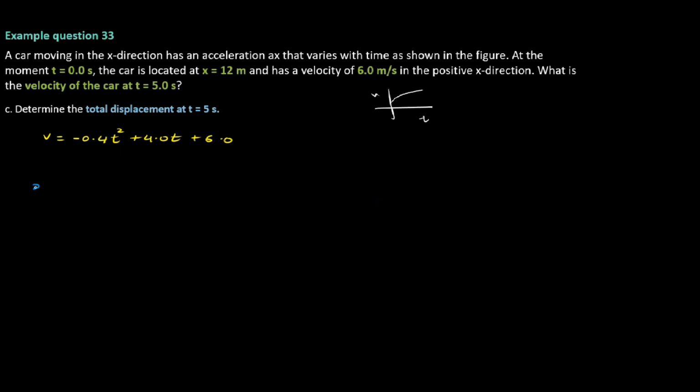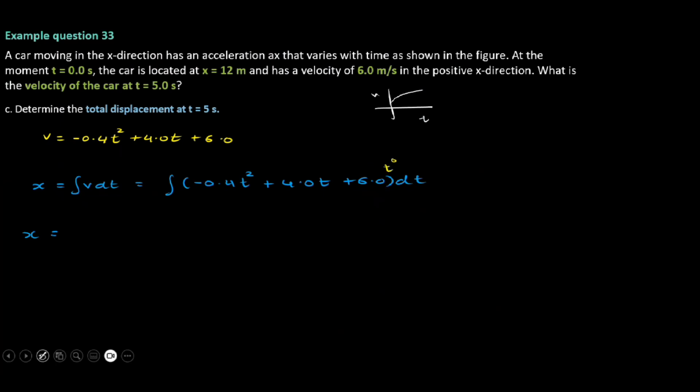I write x equals integral v dt, which will be integral of the velocity function negative 0.4 t squared plus 4.0 t plus 6 dt. Now we follow the steps to integration. First, we identify the power of t in each term. Here the power of t is 2. Here it is 1. The last term is a constant, so we write power of t with the constant to be t to the power 0.